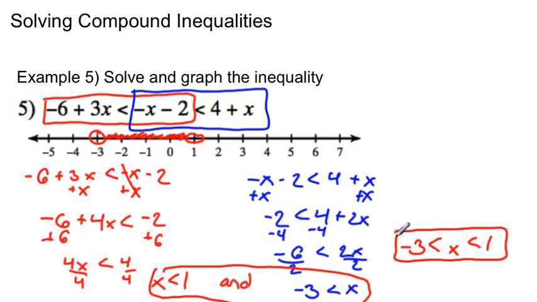So when we're solving these compound inequalities, divide it up into 2, solve each individually, and then recombine them back into a compound inequality. Good luck.